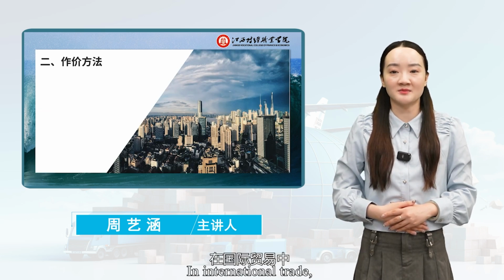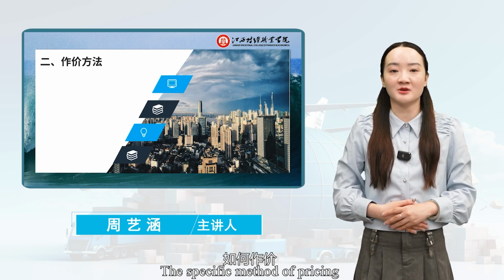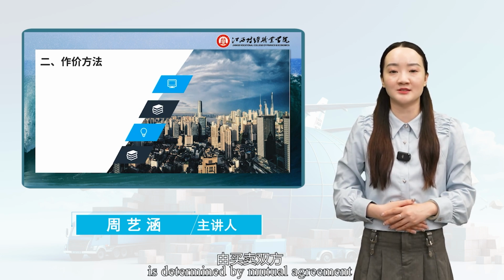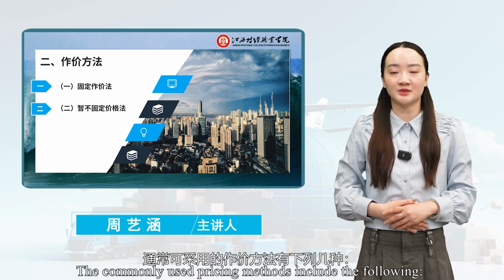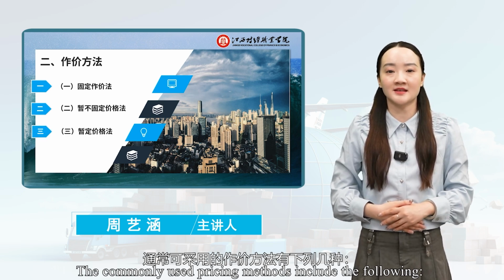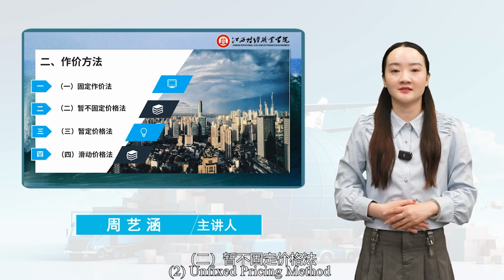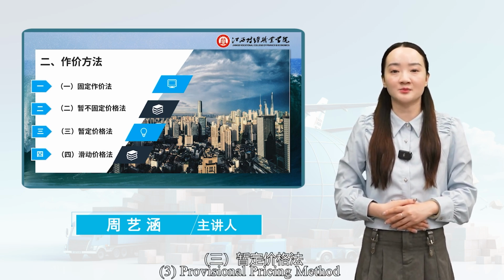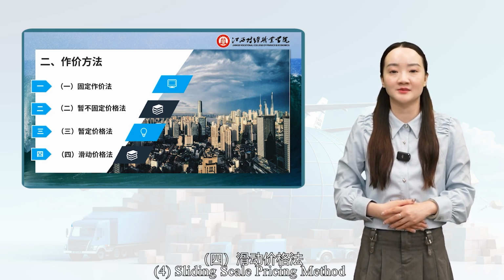In international trade, there are various methods of pricing. The specific method of pricing is determined by mutual agreement between the buyer and the seller. The commonly used pricing methods include the following: first, fixed pricing method; second, unfixed pricing method; third, provisional pricing method; fourth, sliding scale pricing method.